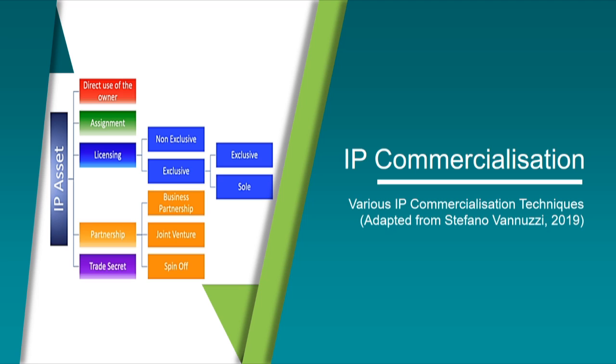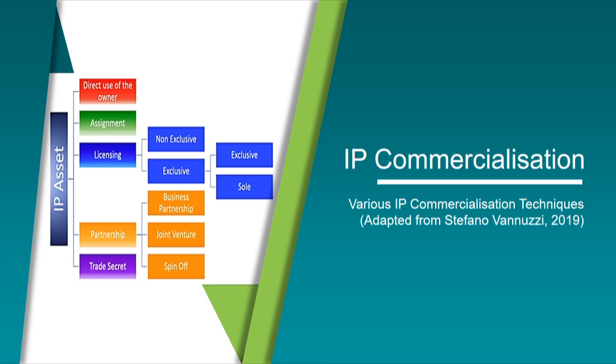The first and foremost is direct use of the owner. Second one is through assignment. Next method is by licensing. Now, licensing can be further of two types, non-exclusive and exclusive. Exclusive is further divided into exclusive type licensing and sole licensing. Other two techniques are through partnership and through trade secret. The partnership can also be further, it can be business partnership, it can be a joint venture, or it can be in the form of spin-off.